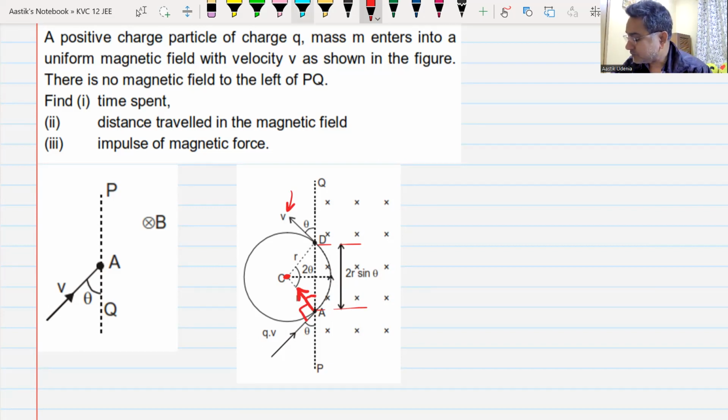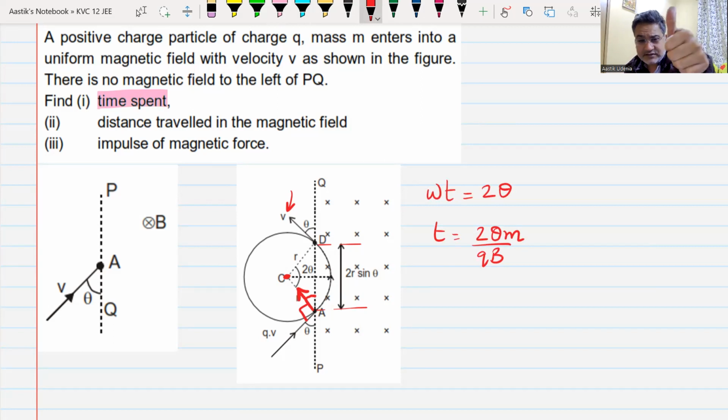Now, if you have to find out the time spent, basically what you do is multiply omega by t. It's a uniform circular motion. Omega into t is your angle, 2 theta. Yes or no? So your time simply becomes 2 theta divided by omega, which is qB by m. That is your answer for the time spent. Yes or no? Yes, sir.